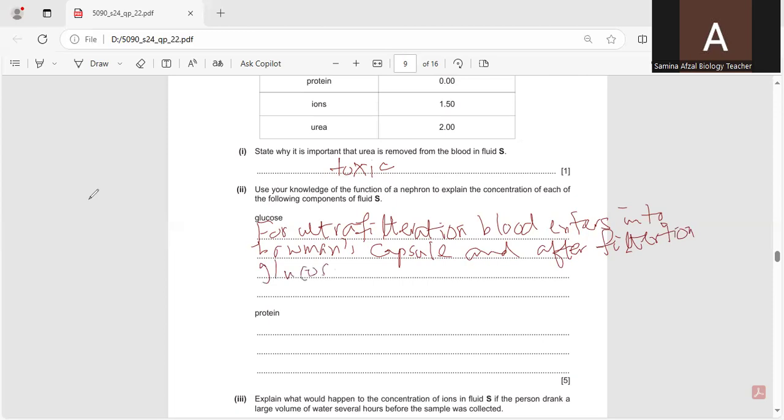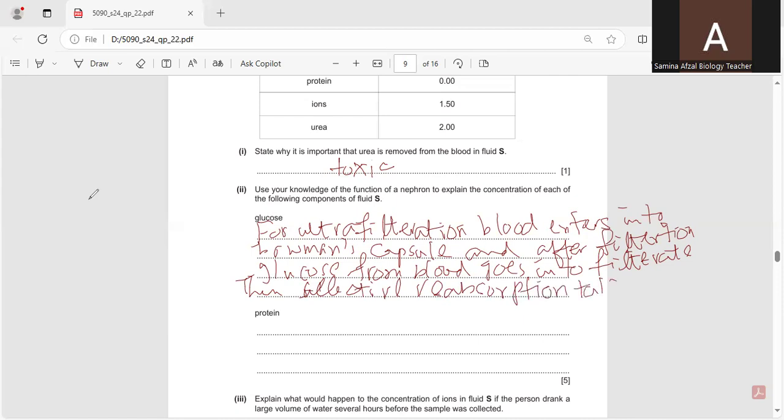glucose from blood goes into filtrate, then selective reabsorption takes place in proximal convoluted tubule where it is reabsorbed.